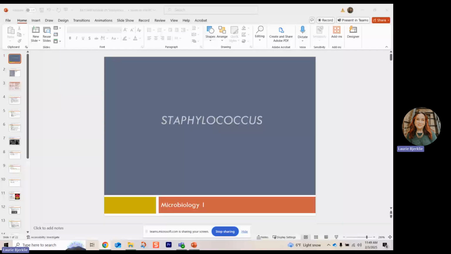Welcome to week 5. So this week we are finally jumping into our first set of organisms. We will be starting with Staphylococcus, something very commonly seen in the micro departments.